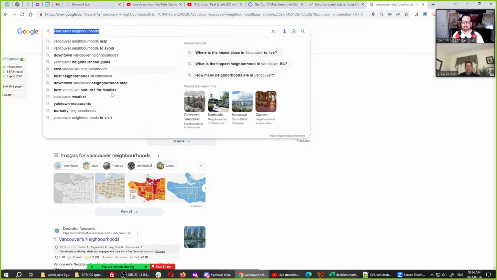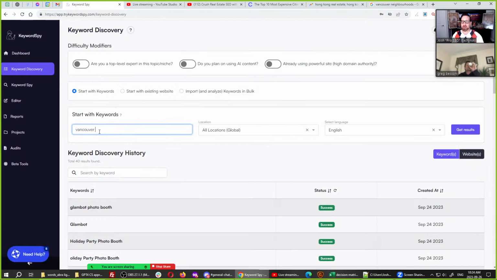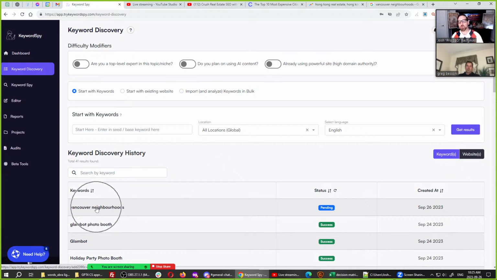And that's just the seed keyword. There are some keywords you can rank for there, but that's just the seed keyword, right? We're going to do Vancouver neighborhoods. We're going to do all locations because people buy Vancouver real estate from all over the place. And we're going to say get results. What that's going to do is the AI is going to cast the widest net possible, and it's going to look for iterations of these keywords and more lucrative keywords than the idea that you even put in. It's going to give us the widest net possible to see what Vancouver neighborhoods we can rank for.